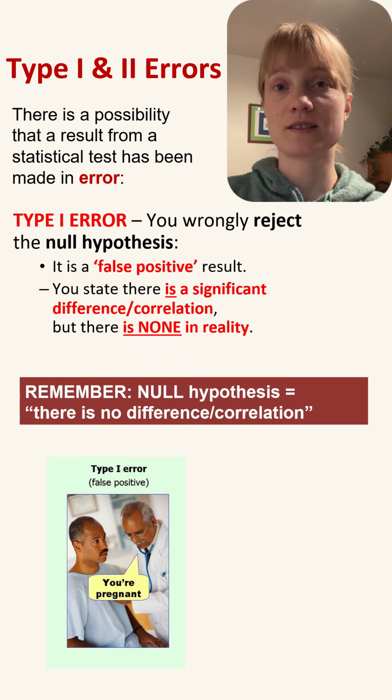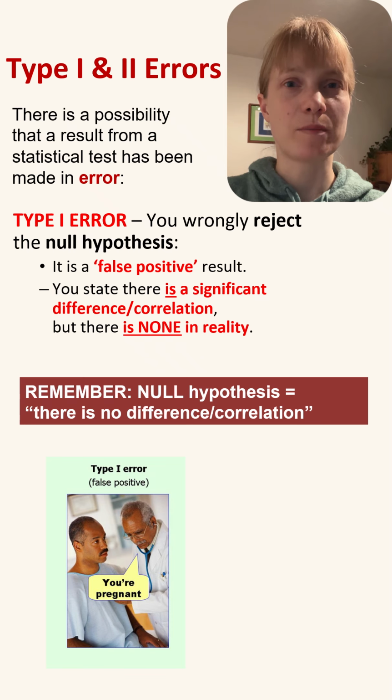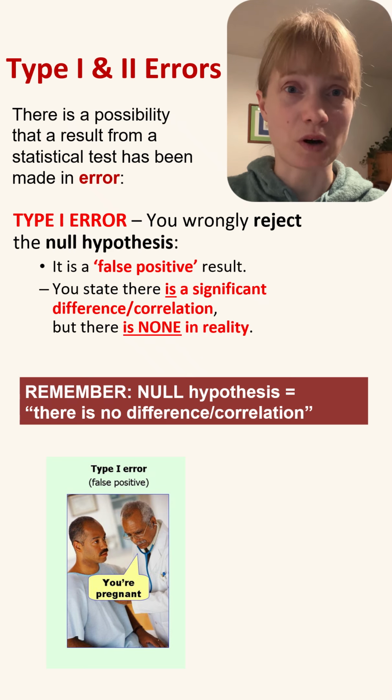Whenever a statistical test is carried out, there's always a possibility that the conclusion is incorrect. That's what type 1 and type 2 errors refer to. A type 1 error happens when the null hypothesis is wrongly rejected, a false positive. It means concluding there is a significant difference or correlation, when in reality there isn't one.